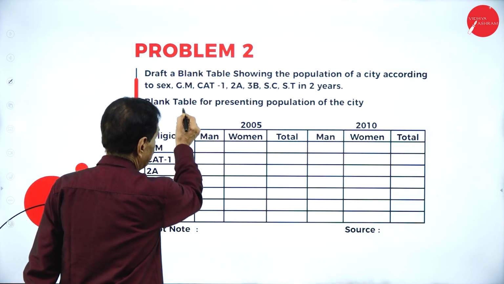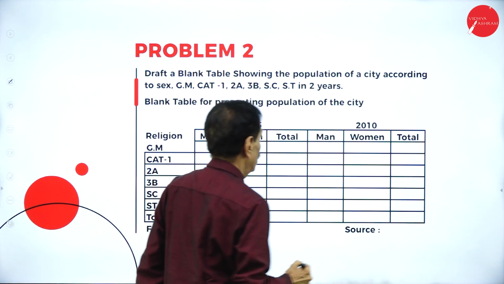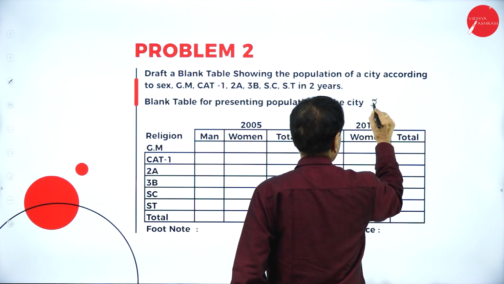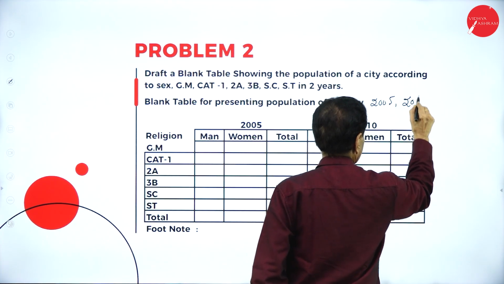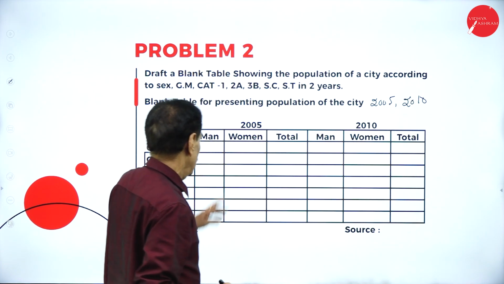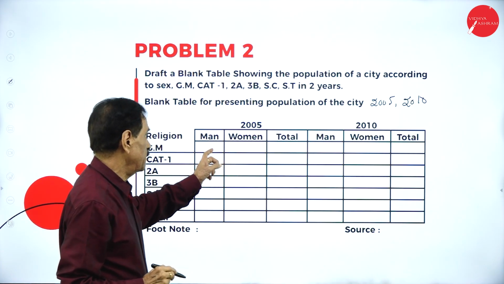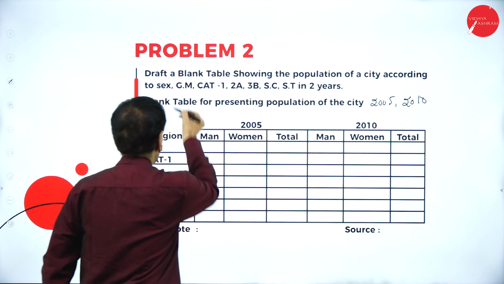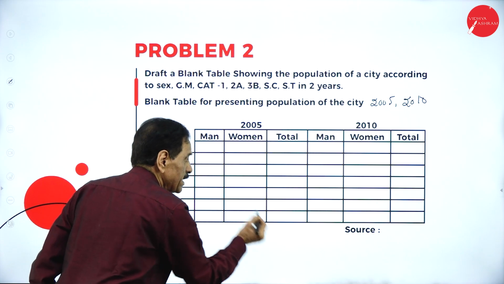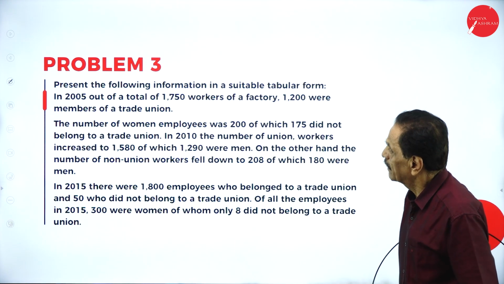He wants a blank table presenting the population of the city for 2005 and 2010. For 2005, according to sex, men, women, total. Then we have got the religion here, the footnote, and the source. Only a blank table. Now come back here.